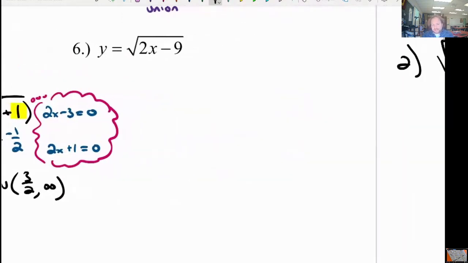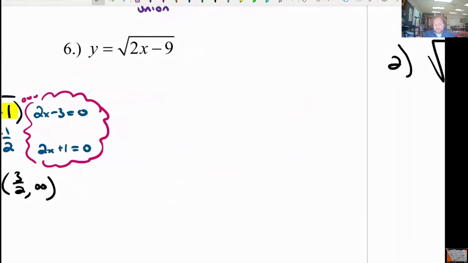Number 6, we finally get to talk about square roots. Here, again, the thing is that this expression, whatever this is, has to be 0 or above. So a good way to think about this problem is, where is 2x minus 9 greater than or equal to 0? If 2x minus 9 is 0 or more, it has an answer. But as soon as 2x minus 9 dips into negative territory, we're in trouble. So we have to solve this.